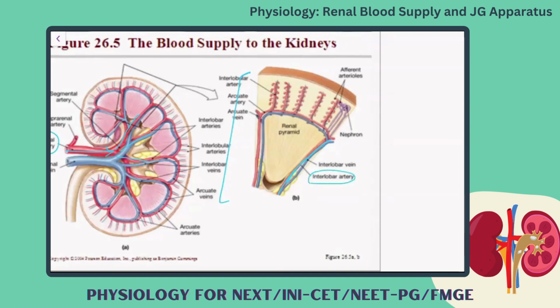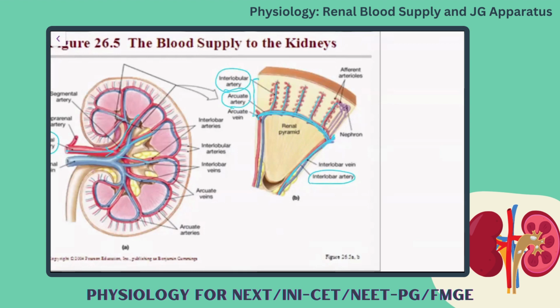Then this interlobar artery, once when it reaches the base of the pyramid, it will supply the entire length of the base of the pyramid. So that branch you call as arcuate artery. Okay, so this is the arcuate artery. And then it is giving its small branches. The arcuate artery is further giving the small branches, which you call as interlobular artery. This is the one which is supplying the cortical segments of the kidney.